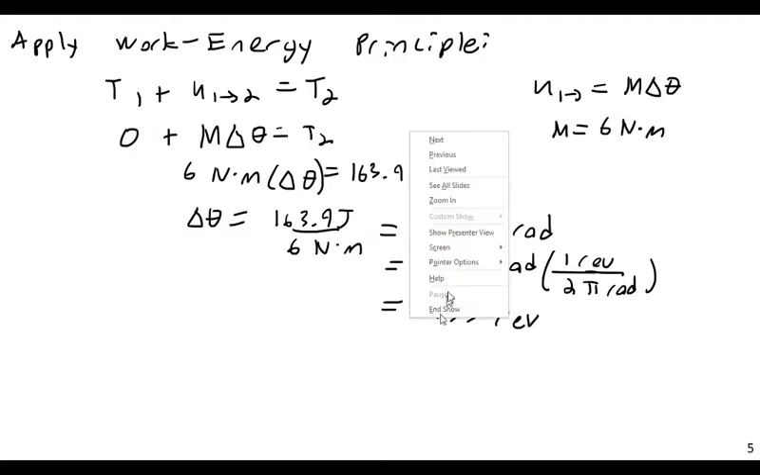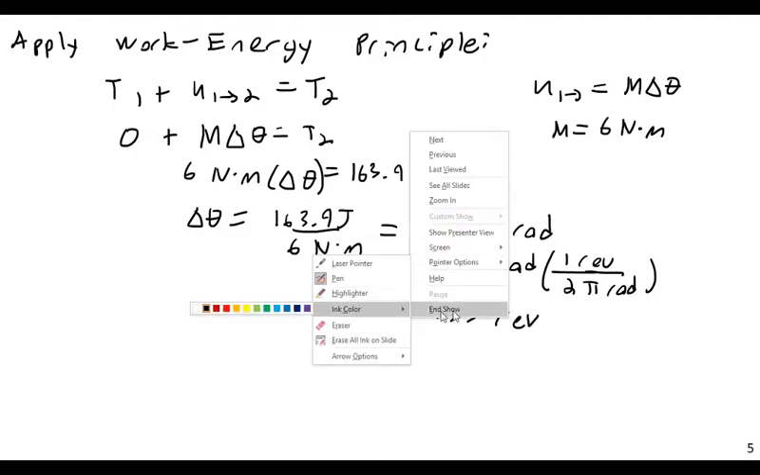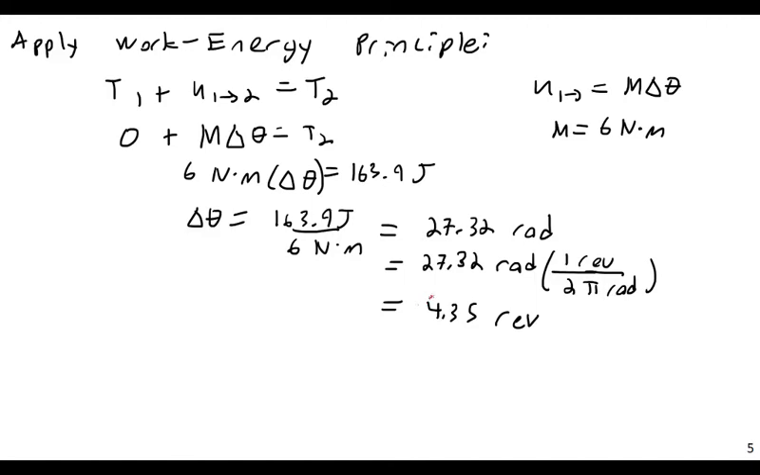My first final answer. It's an interesting phrase. The final answer to part 1. So in order to get up to an angular velocity of 62.8 radians per second, we're going to need to rotate through 4.35 revolutions. Okay.